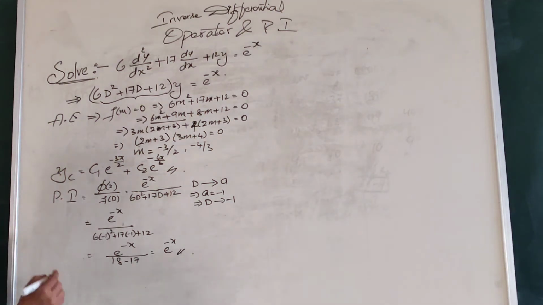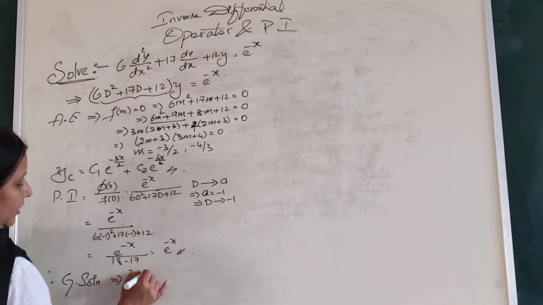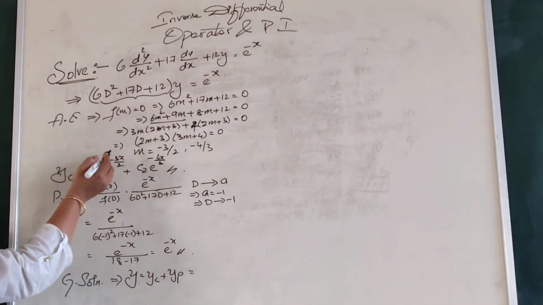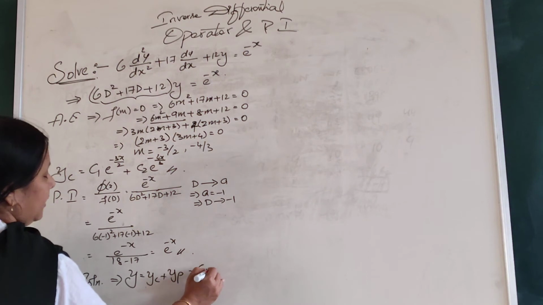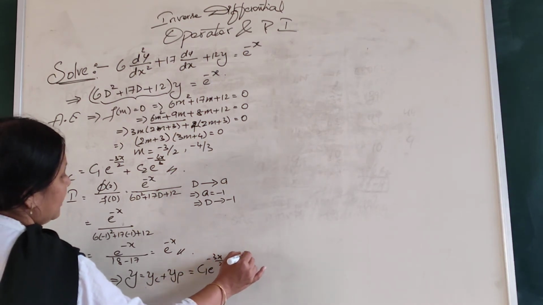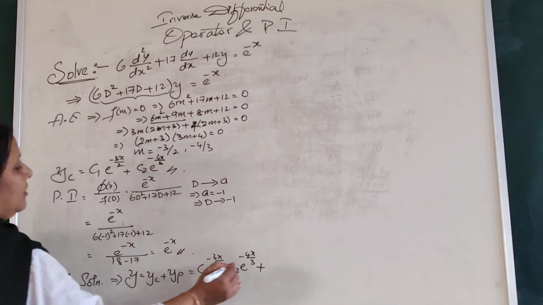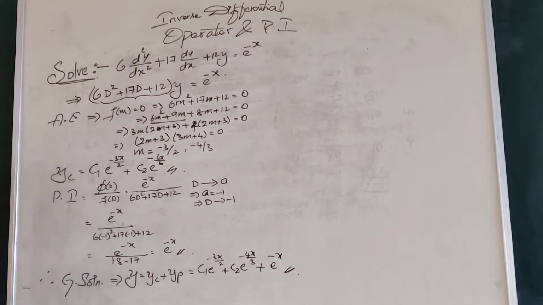So what is the final solution? Therefore the final general solution for the given differential equation is given by y is equal to yc plus yp. What is yc? Yc is the complementary function what we have just done here. That is c1 e to the power minus 3x by 2 plus c2 e to the power minus 4x by 3, plus yp. Yp in this case is e raised to minus x. This is the final solution.